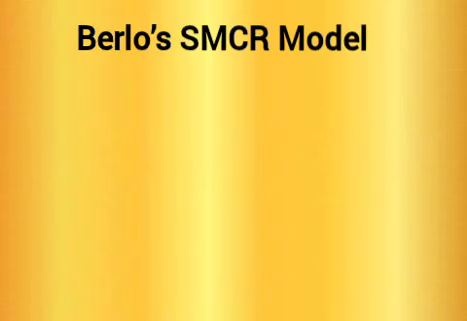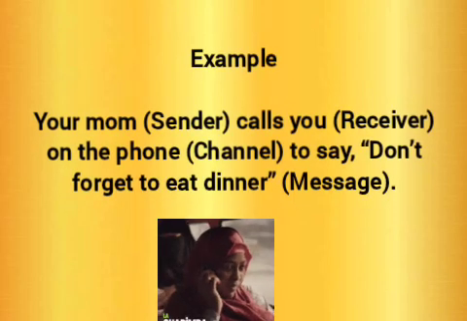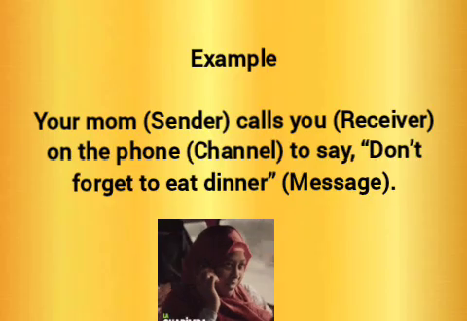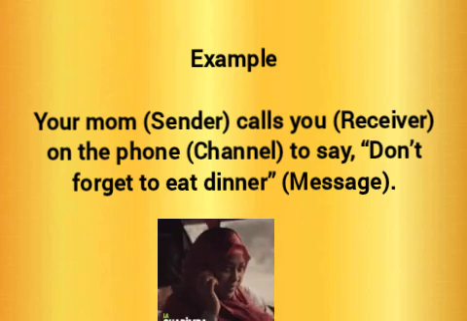The SMCR model. A simple way to explain communication, with 4 parts. Sender, who sends. Message, what's sent. Channel, how it's sent. Receiver, who gets it. Example: your mom, sender, calls you, receiver, on the phone, channel, to say, "Don't forget to eat dinner," message.